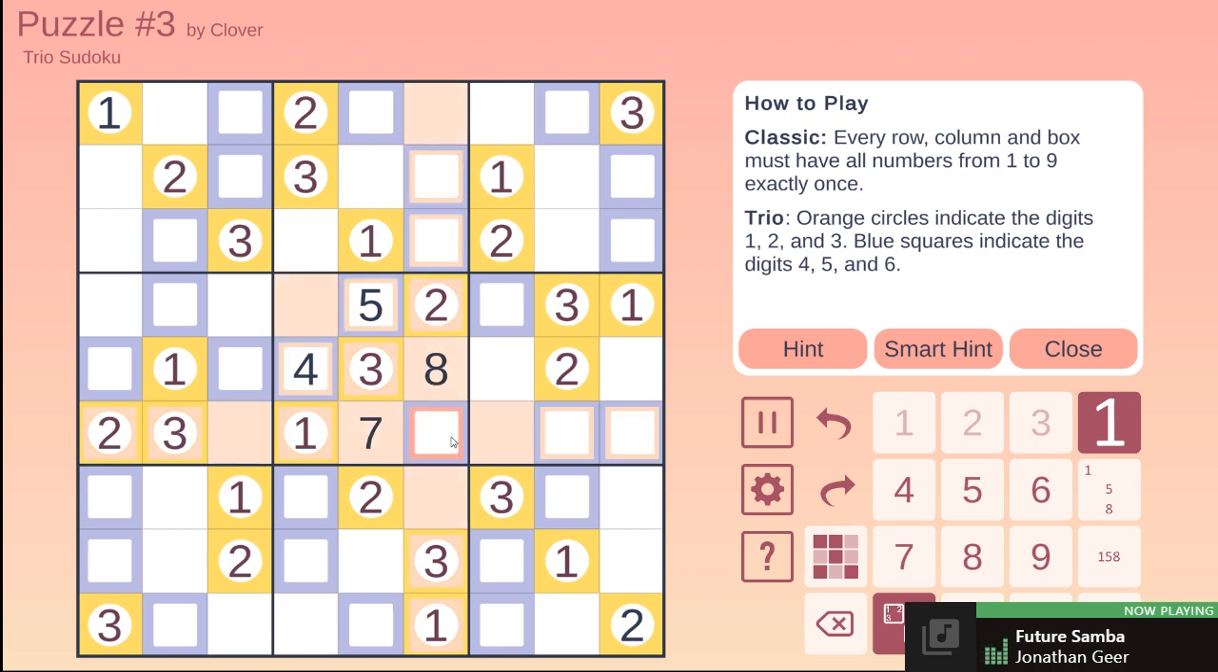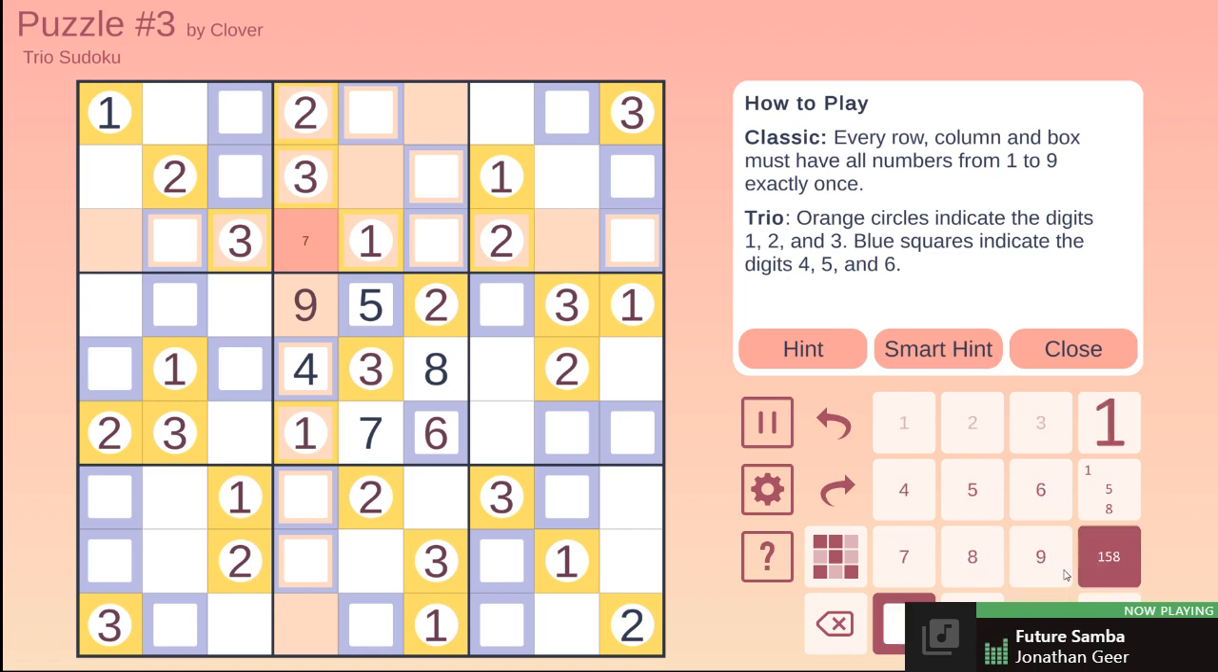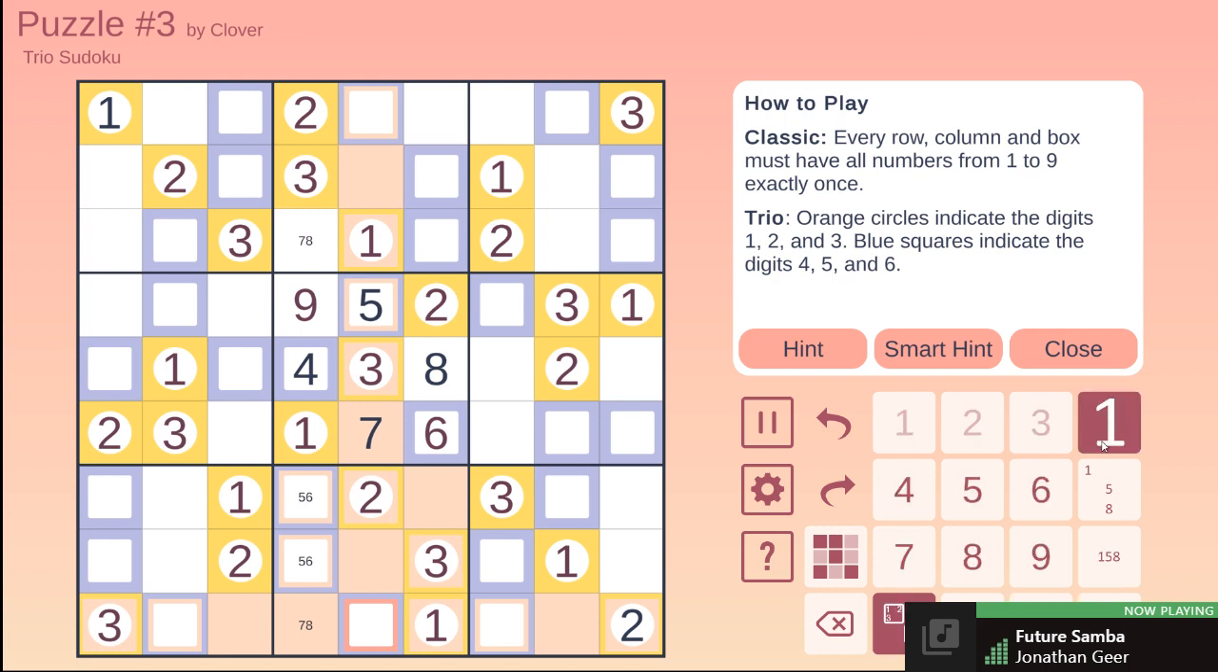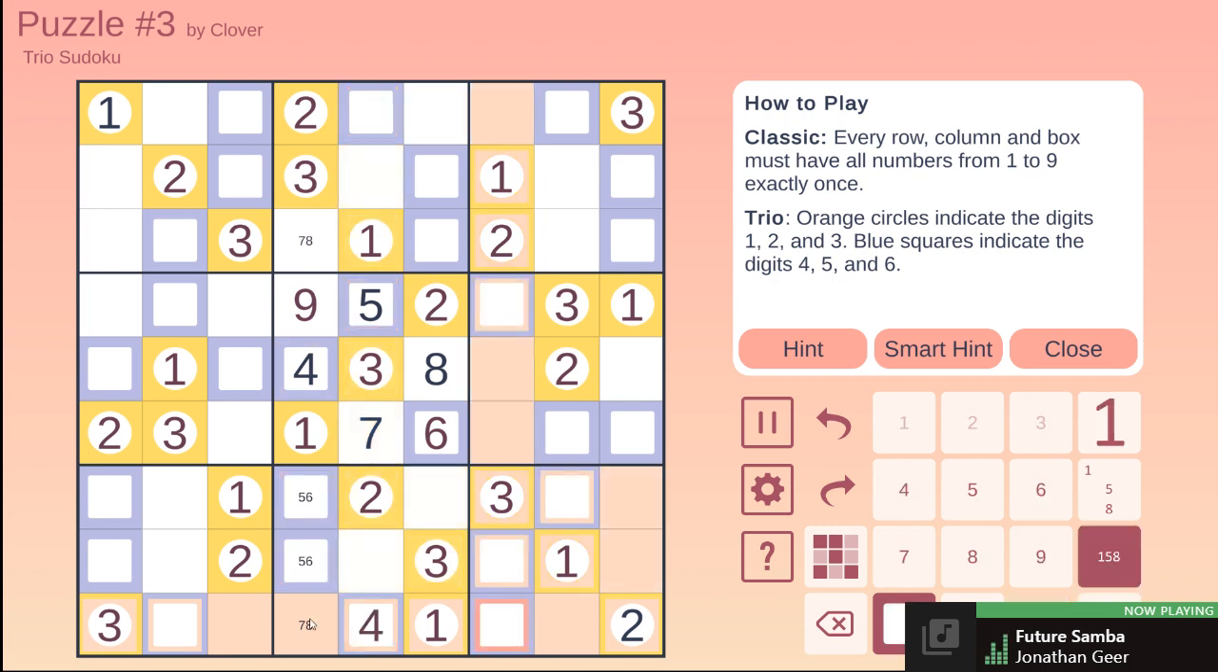Now, for the blue squares, this is obviously a 6, meaning this is a 9, because just as the blue squares indicate 4, 5, 6, the white squares indicate 7, 8, 9. Which is interesting, because now we know this has to be a 7 or an 8, and this also has to be a 7 or 8. It's a 7-8 pair. And then this is a 5-6 pair, which means this, for sure, is a 4. Which means this is another 5-6 pair.